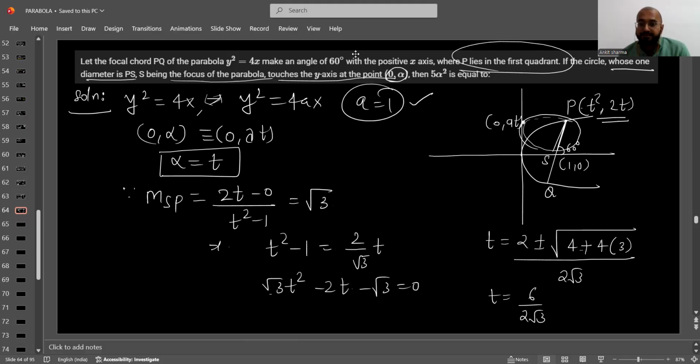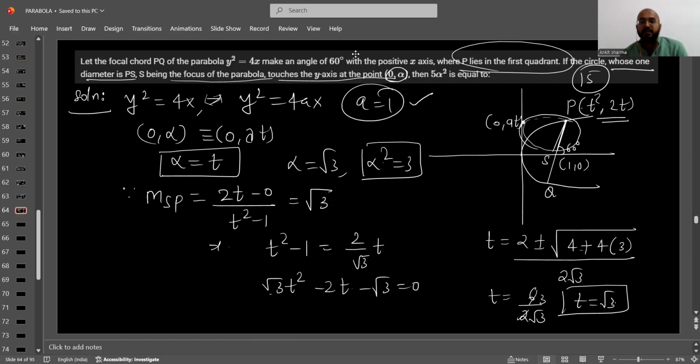This also I can cancel. So t is basically root 3. So t is root 3. That means alpha is equal to root 3. So 5 alpha square is going to be 15. So alpha square will be 3. So 5 alpha square is 15.